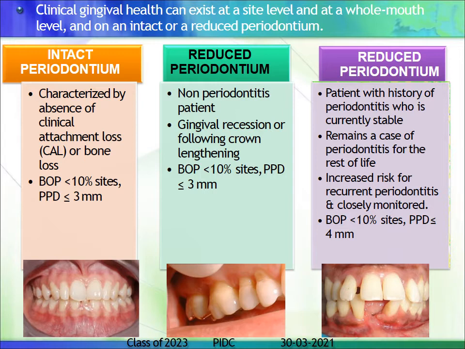Bleeding on probing is less than 10%. Pocket depth is less than 3 mm. Whereas clinical gingival health on a reduced periodontium, this is a tricky term, which means that the patient is a non-periodontitis patient.